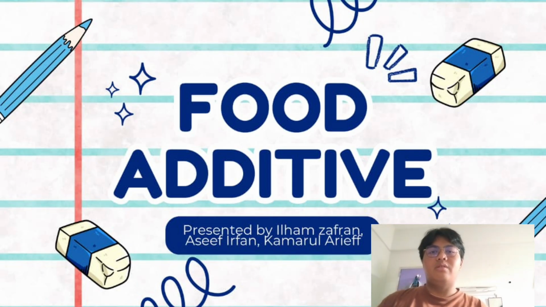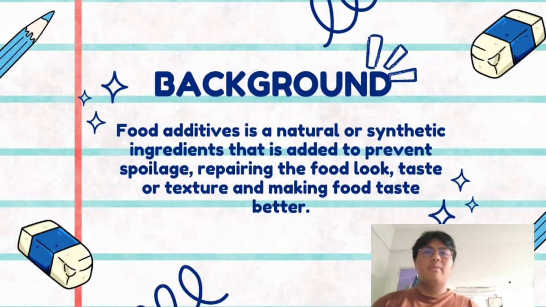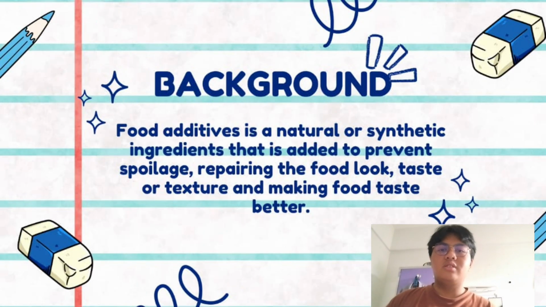First, we look for introduction. In this topic, we will be discussing a category that is included in food additives and ways to apply them to each food in various ways. For the background, a food additive is a natural or synthetic ingredient that is added to prevent spoilage, repair the food's look, taste and texture, and make food taste better.